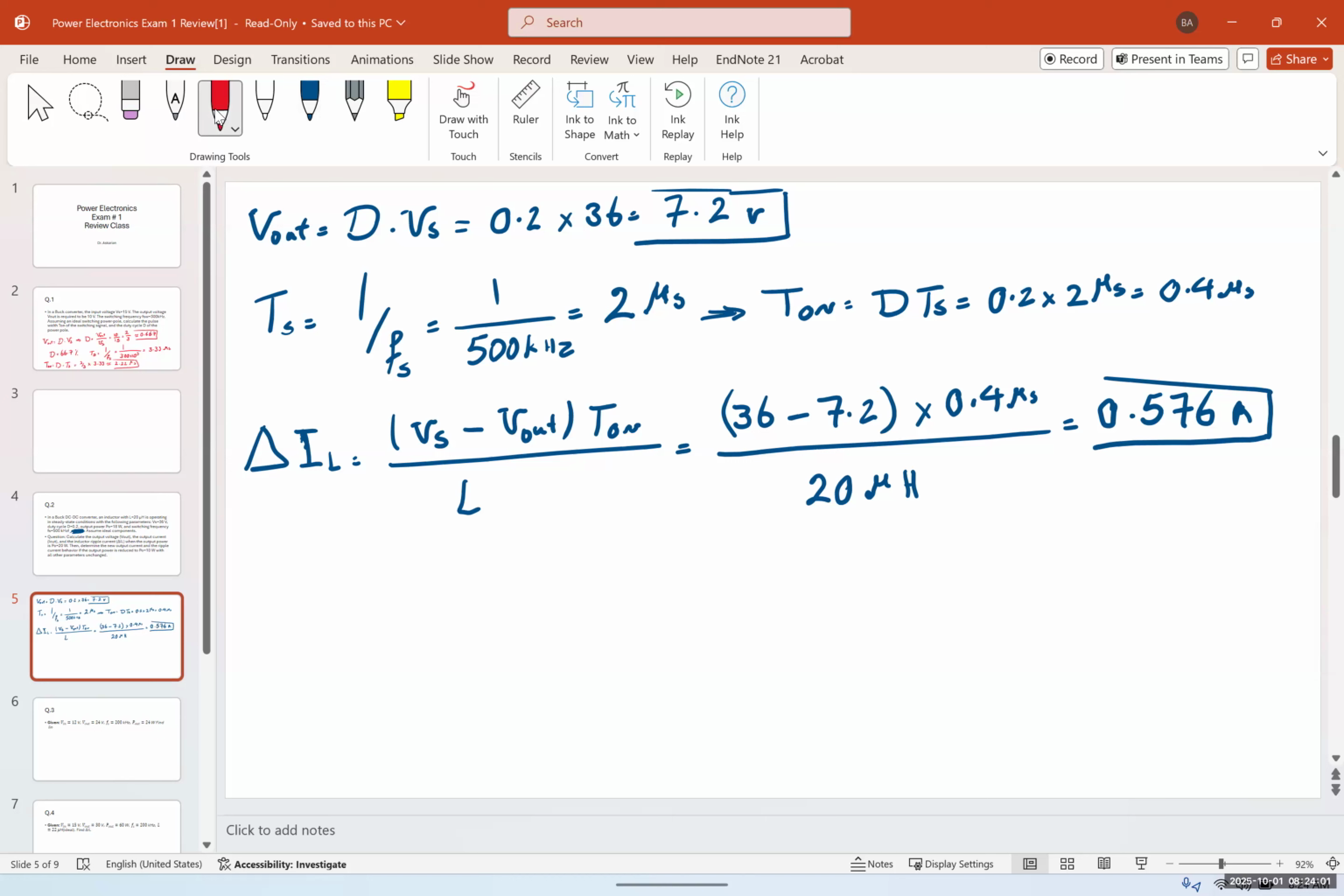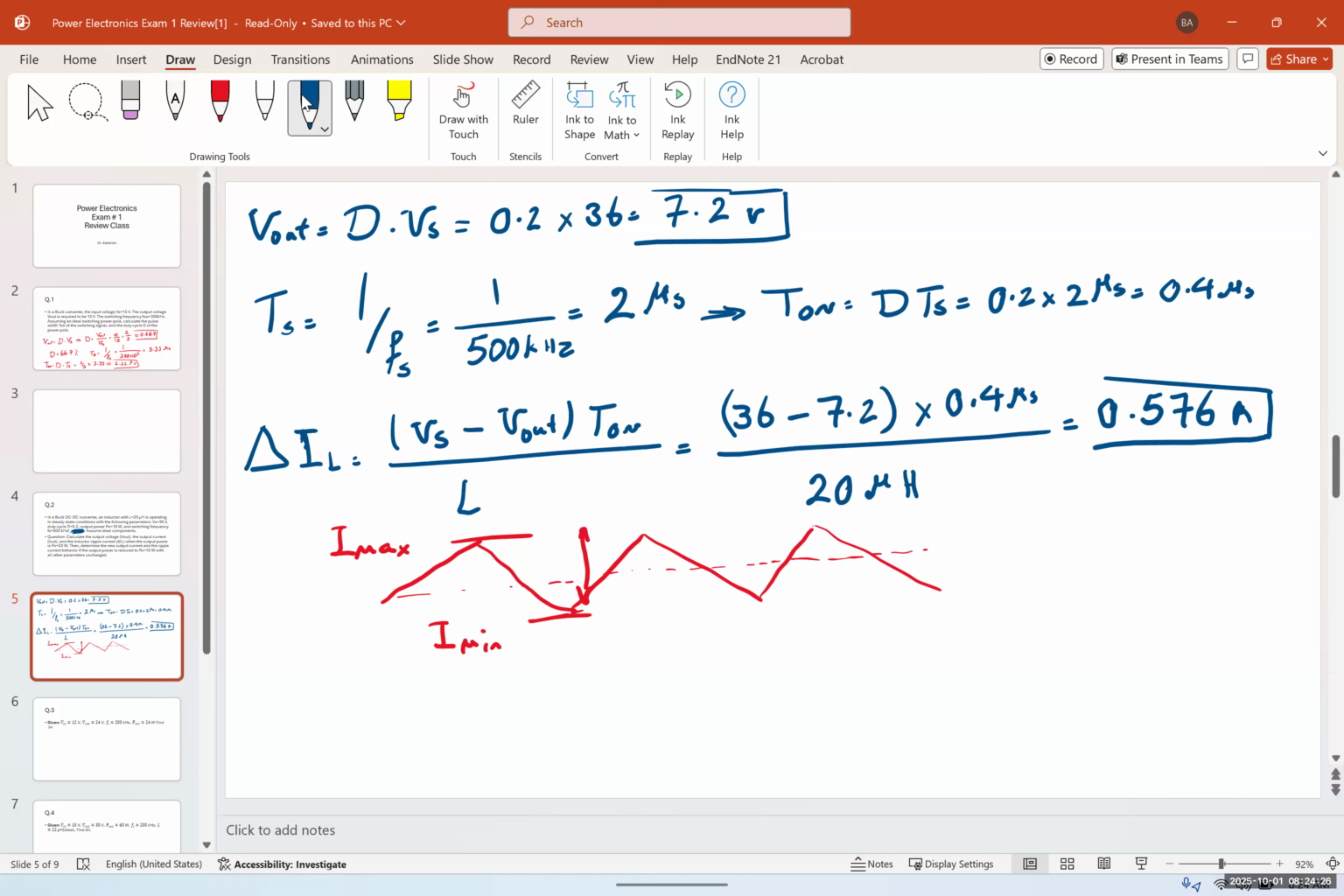So what is the delta IL? Delta IL is the ripple, meaning it's the difference between the maximum and the minimal current. So if this is I max and this is I min, delta IL is the difference between these two. So this is our delta IL.